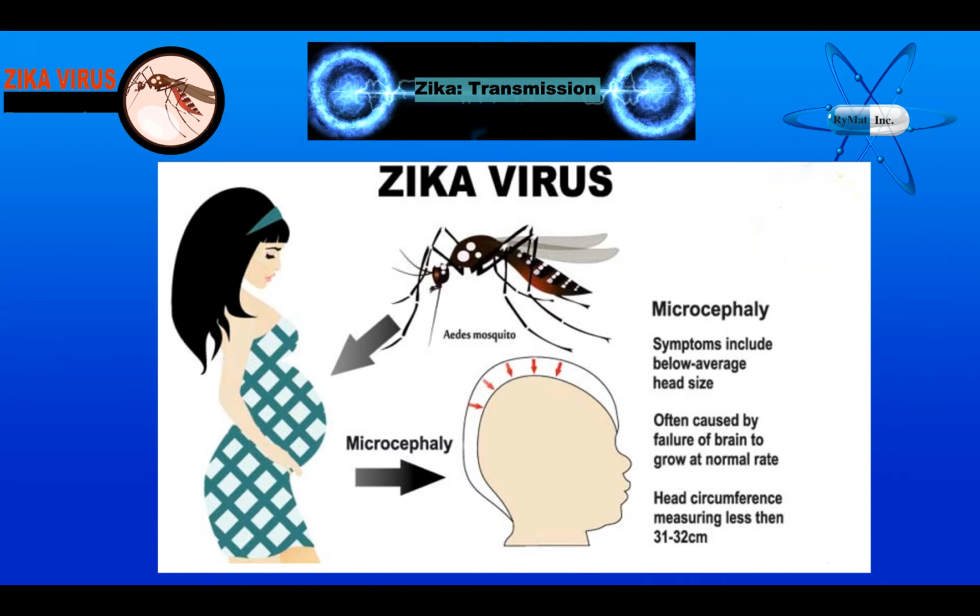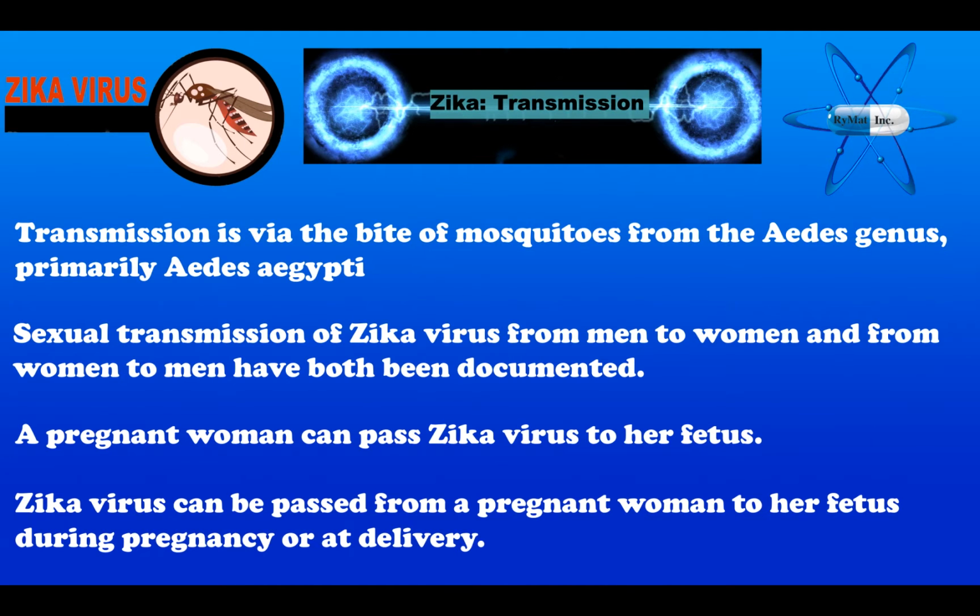Transmission is via the bite of mosquitoes from the Aedes genus, and sexual transmission is from men to women and from women to men, and both of these have been documented. A pregnant woman can pass Zika to her fetus. The Zika virus can be passed from a pregnant woman to her fetus during pregnancy or at delivery. The symptoms, as we mentioned, are conjunctivitis, a mild fever, headache, skin rash, or joint pain.